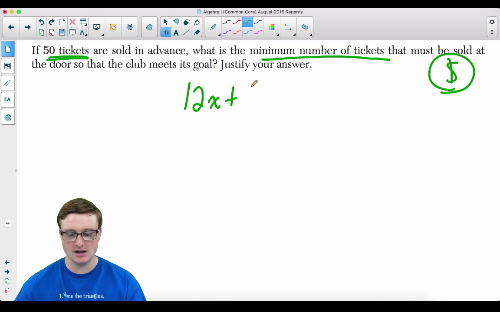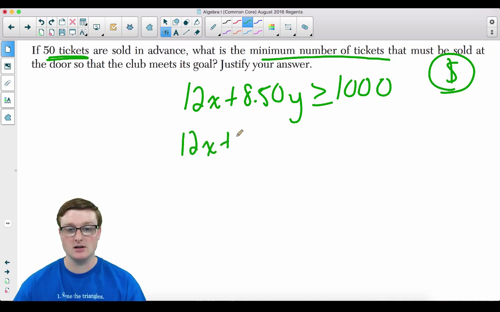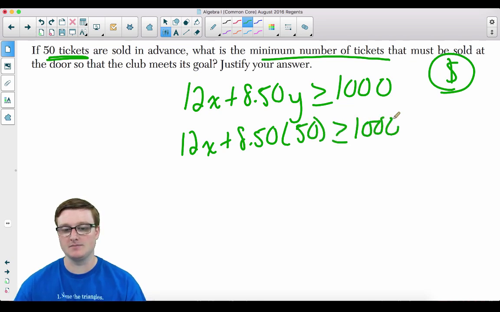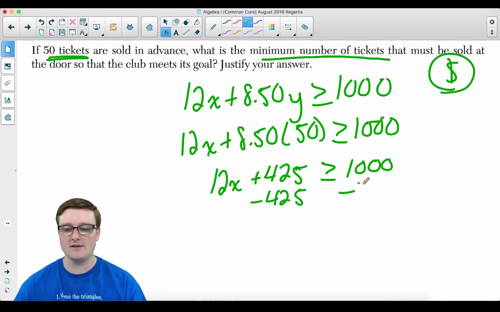So we get 12x plus 8.50y has to be greater than or equal to 1,000. So I'm going to plug in 50 tickets in for y. So we get 12x plus 8.50 times 50 is greater than or equal to 1,000. 8.50 times 50, that's just going to be 425. So 12x plus 425 is greater than or equal to 1,000. We're then going to subtract 425 on both sides.